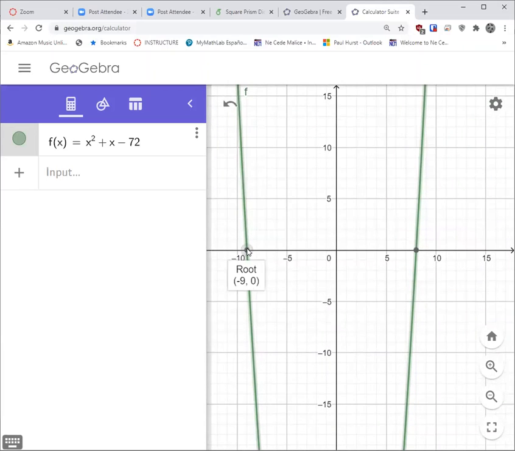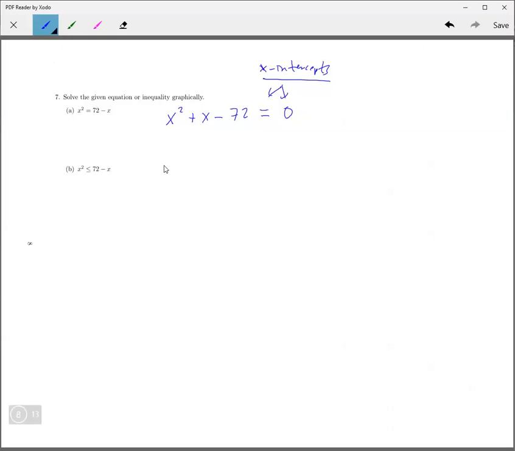Now I can just click those points and see what they are. So it intersects at -9. That means that this is 0 when x is -9, and it's also 0 when x is 8. Okay, so -9 and 8, those are going to be my answers. So x equals -9 and 8. That's from the graph.